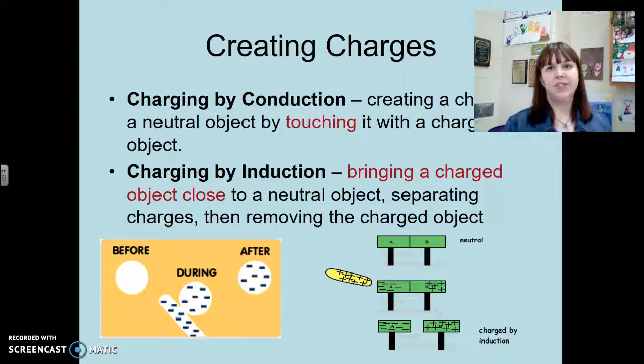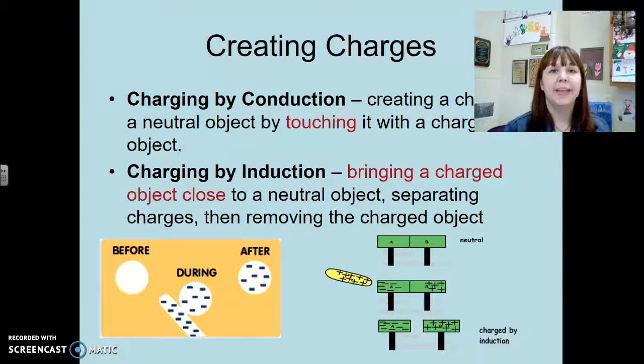There's a couple ways to get objects to be charged. One is by conduction, and that's by directly transferring. We use the example of walking in your socks across carpet. Since your socks and the carpet are actually touching each other, you end up getting charging by conduction, by actually directly transferring those electrons from one object to the other.